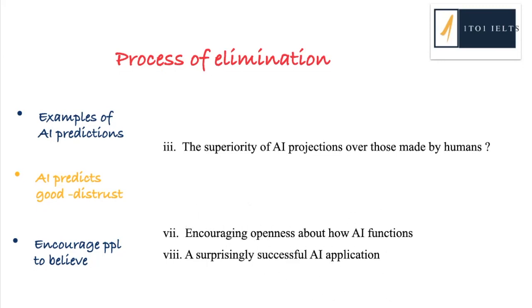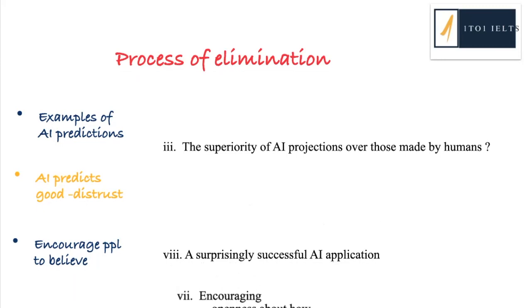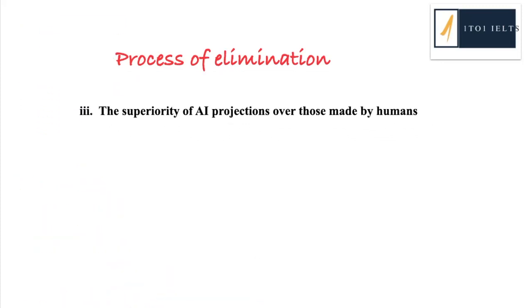Looking at the next heading, encouraging openness about how AI functions. There was absolutely no mention of this at all. And a surprisingly successful AI application. Once again, there was no mention about one particular application in here or of it being particularly successful. So that one doesn't work. That means we're just left with heading 3. Therefore, we can be very sure that the heading for paragraph A is going to be heading 3.